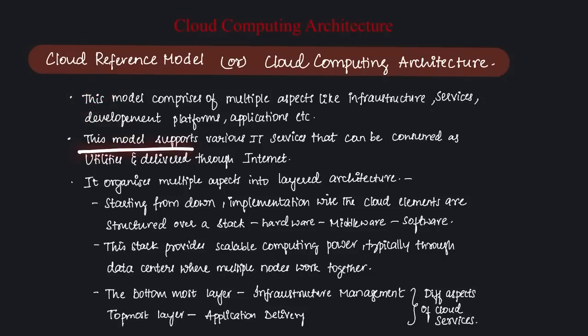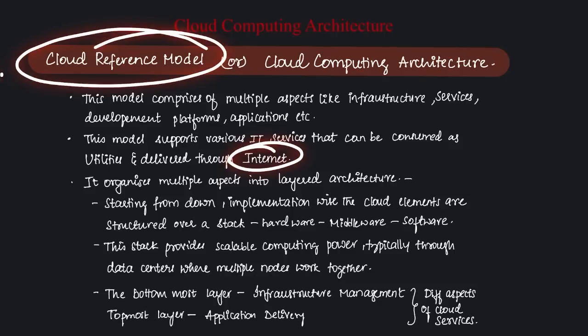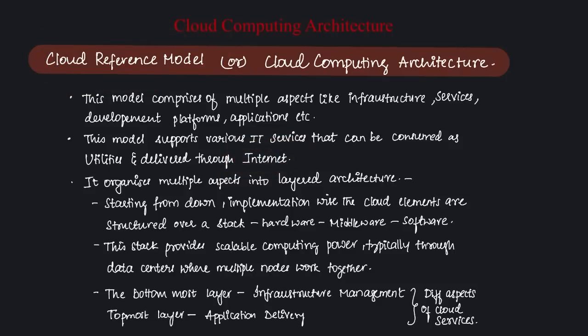Then this model will support various IT services and they can be consumed as utilities. We know what utilities are, like gas, water. We pay for all these and use them as per our convenience, right? We pay as much as we need and then use it. Similarly, even cloud is considered a utility and is delivered through the internet. So we access the cloud and perform various operations on it through the internet. So this was about the cloud reference model.